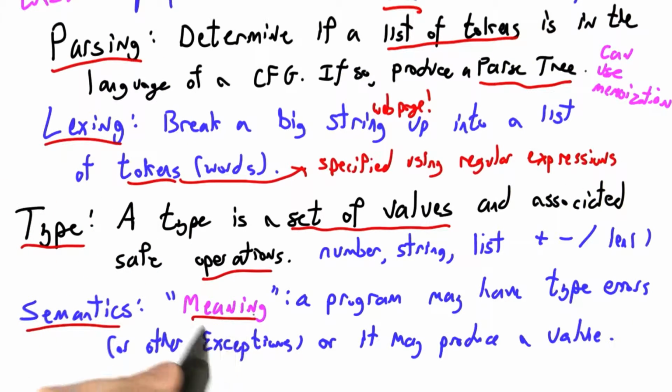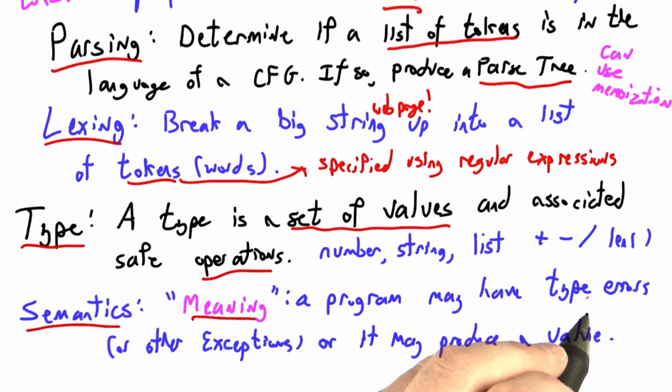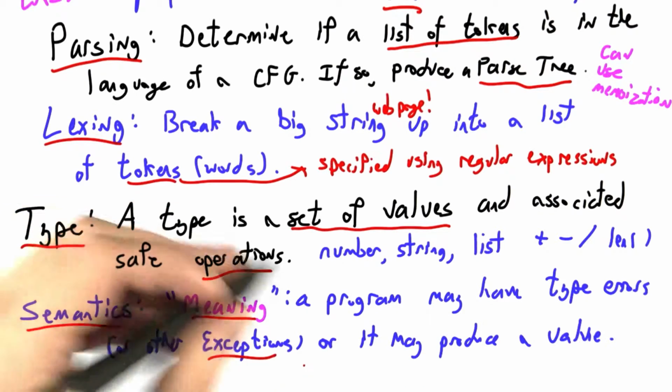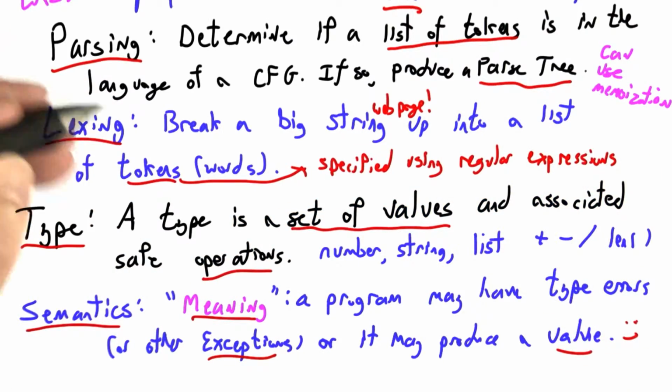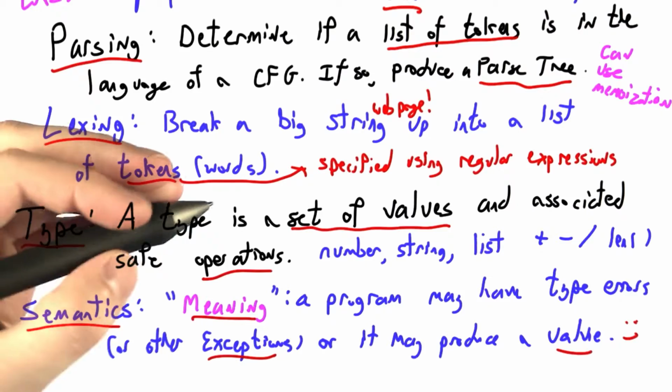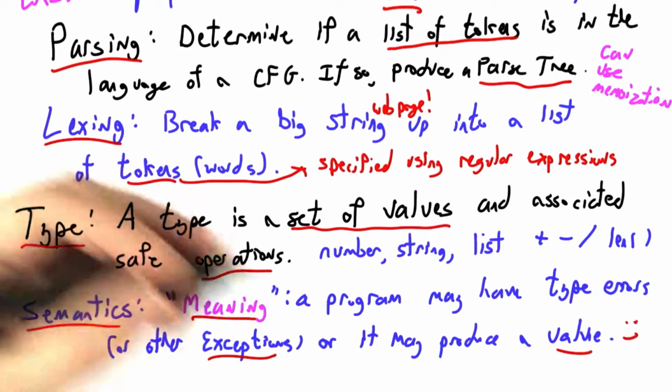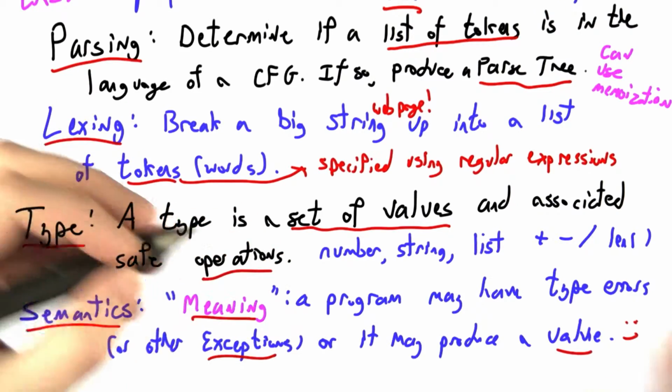Semantics of a program, its meaning. What does it compute? A program may have type errors, like if you try to divide a string by an integer, or it may have any number of other exceptions, but in the general case, it produces a value. This means that we have computed something. That was the result. That's the meaning of our program, just like a sentence in English or French or Cantonese might have a meaning.